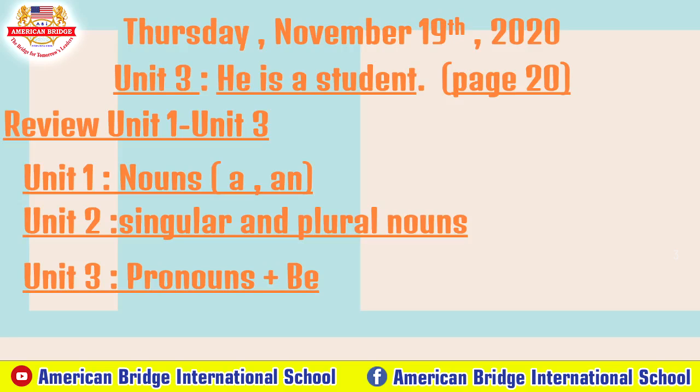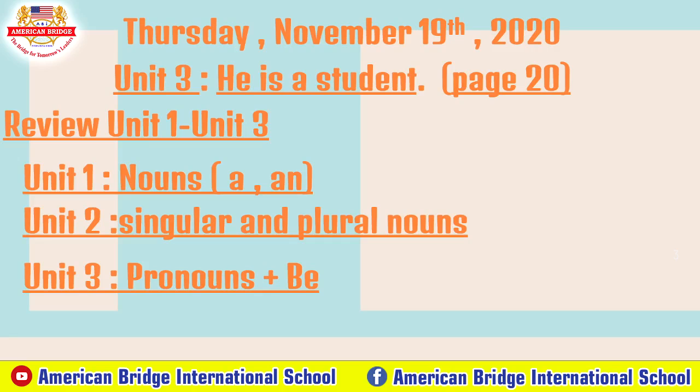So the first one, teacher wants you to review from Unit 1 until Unit 3. In Unit 1, we talk about nouns that we use with a and an, right? In Unit 2, we use singular and plural nouns, right? And in Unit 3, we talk about pronouns plus be. So everyone, do you still remember how to use the grammar from Unit 1 until Unit 3?